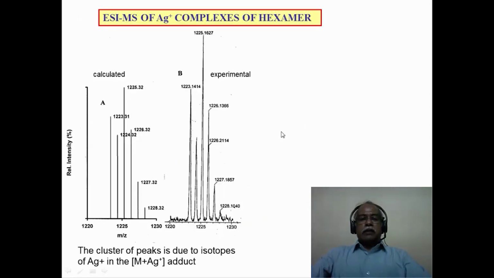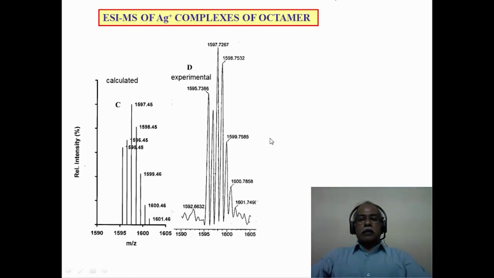What you are seeing here is essentially the experimental spectrum showing the isotope distribution because of the silver isotopes that are present in nature, and this is a calculated spectrum. You nearly have a one-to-one match of these two spectra in terms of the m/z values as well as the relative intensities of the ion peaks that you see in the spectrum. This is for the hexamer molecule. The octamer molecule was also analyzed that way.